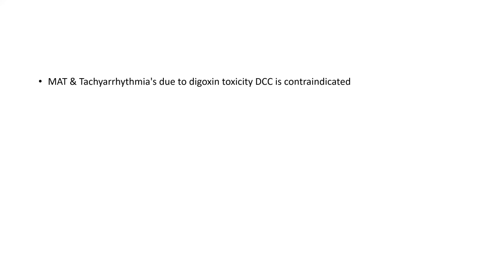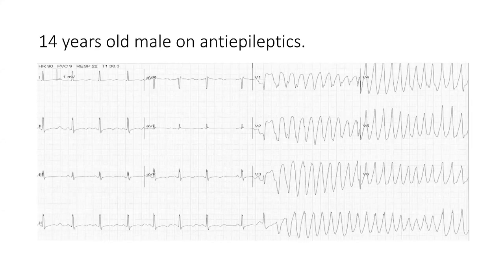So, for arrhythmias due to digoxin toxicity, DC cardioversion is contraindicated in these patients. You have to manage them medically. Now, another ECG from a 14-year-old male. He is a young male and he is on antiepileptics.